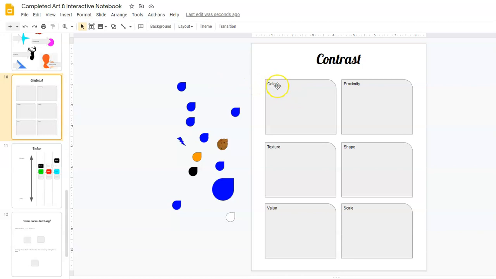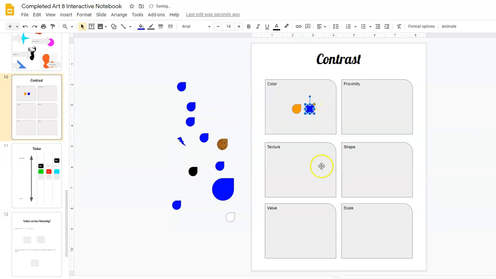All right, so contrast is 2 opposite things. So contrasting color is going to be 2 opposite colors. So if we look over here at all of these, to find the ones that have 2 opposite colors, we're going to use an orange and we're going to use a blue. Those are complementary colors. They are physically across from each other on the color wheel, so they are opposite.